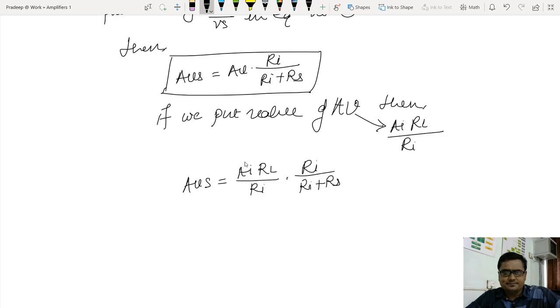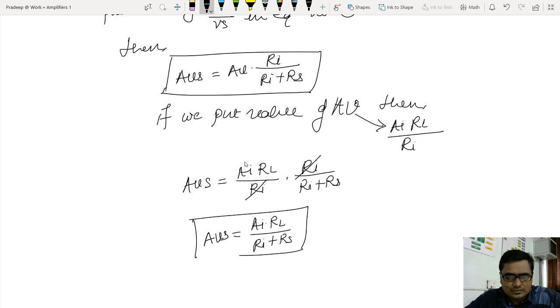That's what it is. Now this Ri and Ri will get cancelled, and finally what I am getting? I am getting AI, which is RL divided by Ri plus Rs. This is the voltage gain when I connect the source voltage. This is the final conclusion. Let me have it as a dark block.